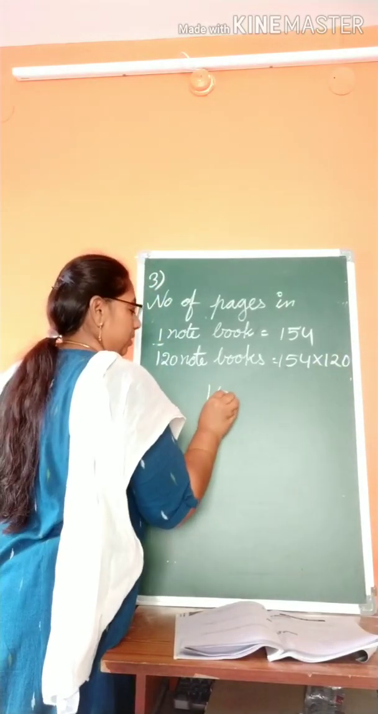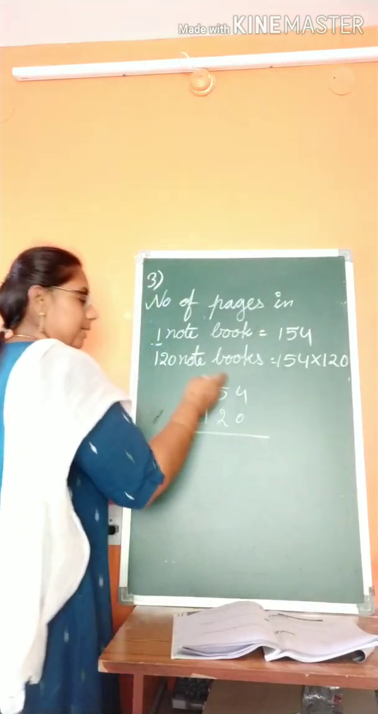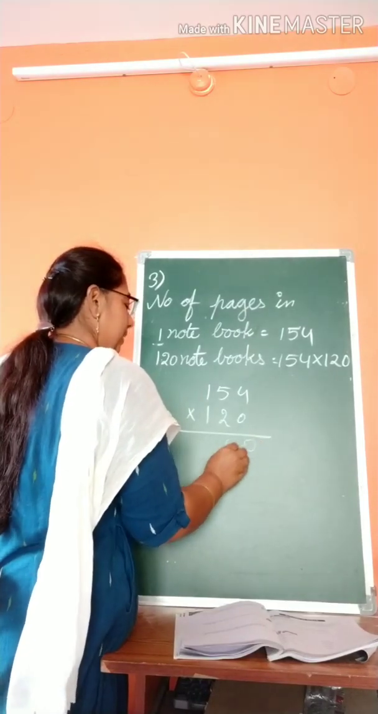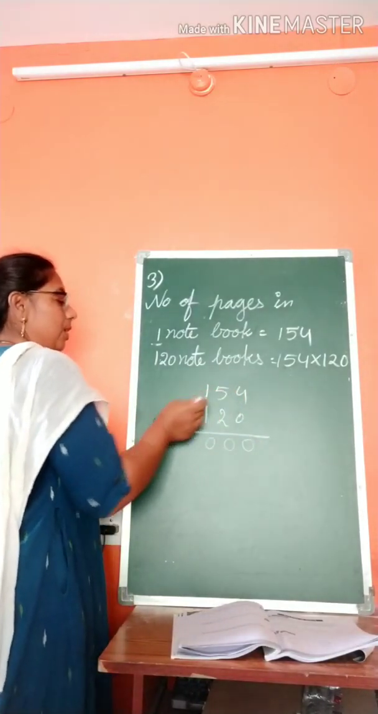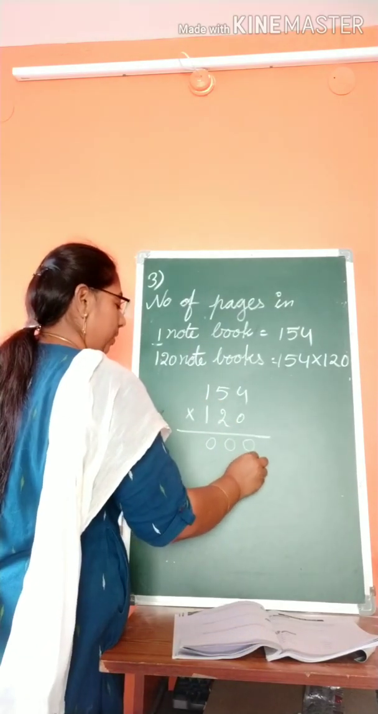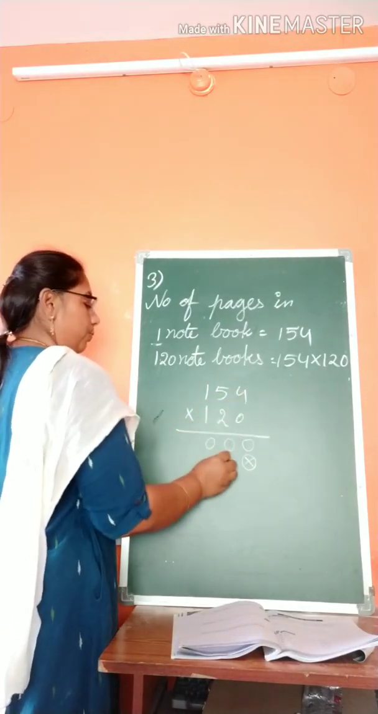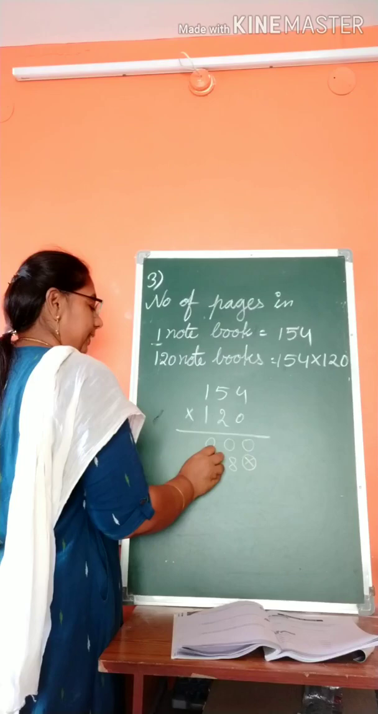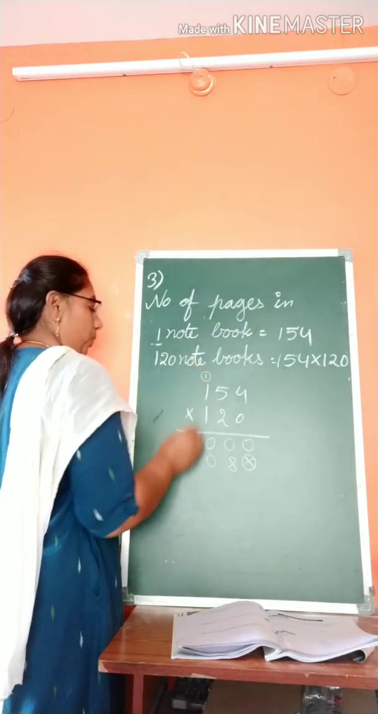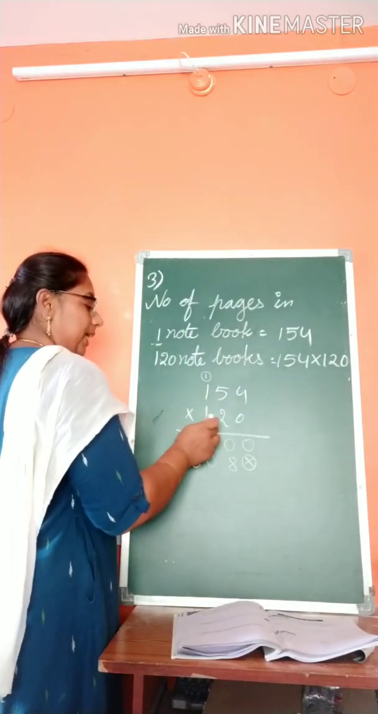So multiply, children. 154 into 120. Start multiplying with the digit in the ones place. 0 into any number we will get 0. Already we know this. So 0 fours are 0, 0 fives are 0, 0 ones are 0. After completing with the one digit, what do we have to do? We have to cancel the first place. Next with the second number, 2. 2 fours are 8. 2 fives are 10. 0 and 1 carry to the next place. 2 ones are 2, plus 1, 3. So the multiplication with 2 is completed.